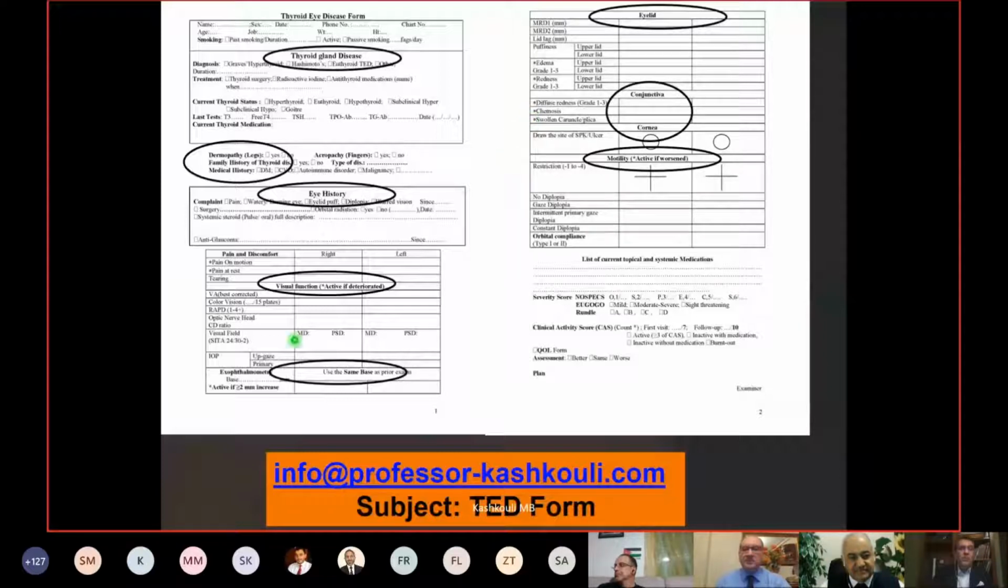So when we are filling this form, we end up with this part. And I'm very happy to send this form for the documentation of thyroid eye disease to anybody who is interested. You need to just send me an email at the email address below this picture. So as I said, we go through this form to end up at this part. And what is this part?